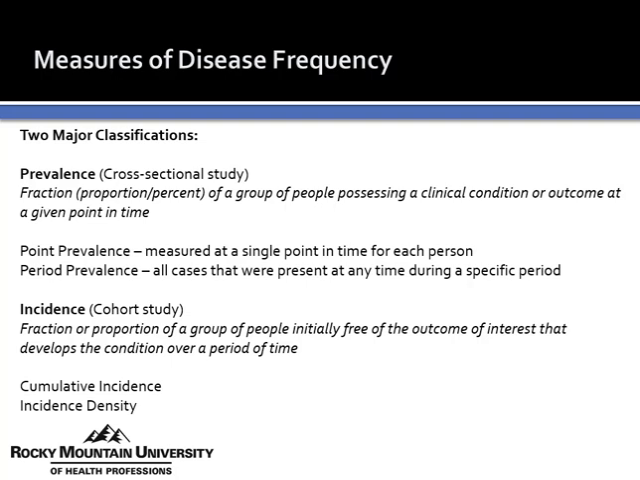An incidence study, also known as a cohort study, is a fraction or proportion of a group of people initially free of the outcome of interest that develops the condition over a period of time. And there are a couple of types there, the cumulative incidence and the incidence density.